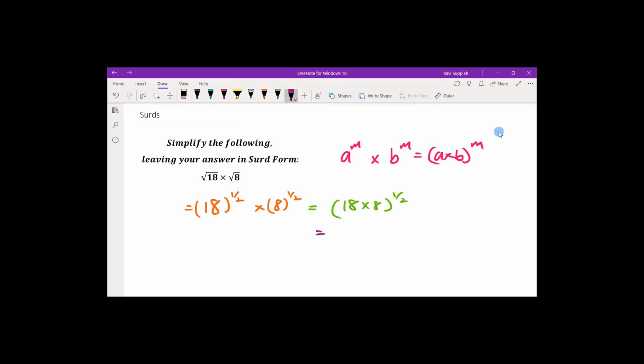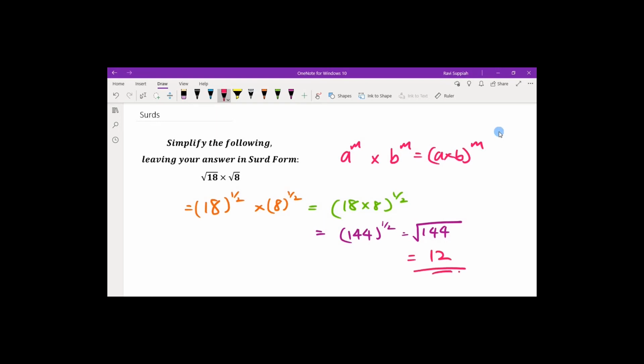Okay, 18 times 8 gives us 144 to the power of half, which is the square root of 144, and the square root of 144 is actually 12. So that is your final answer for this question.